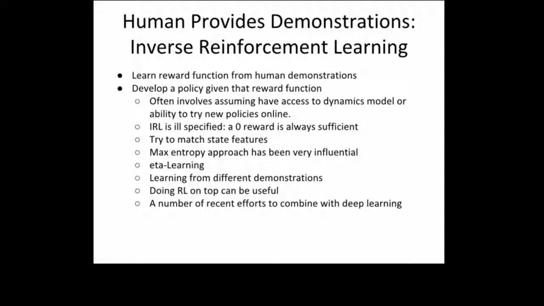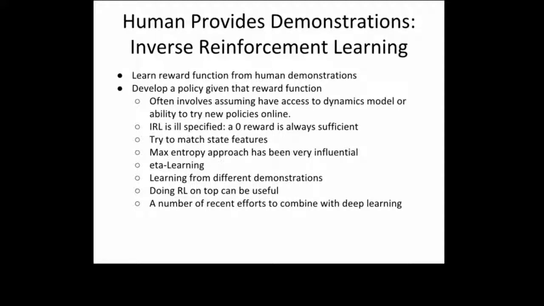One of the big ideas here has been to try to match the state features. So to say we want to get a policy out where the distribution of states we reach looks similar to the distribution of states we reach under the observed demonstrations. The idea of max entropy has been very influential. And there's also been a lot of interest in meta-learning in these cases.